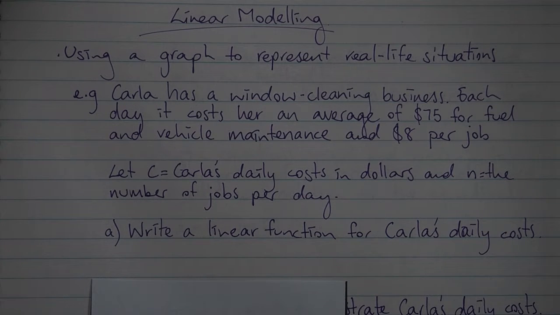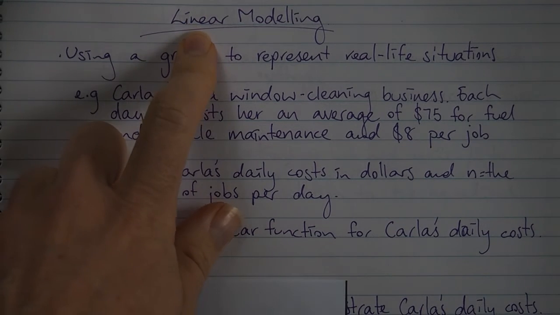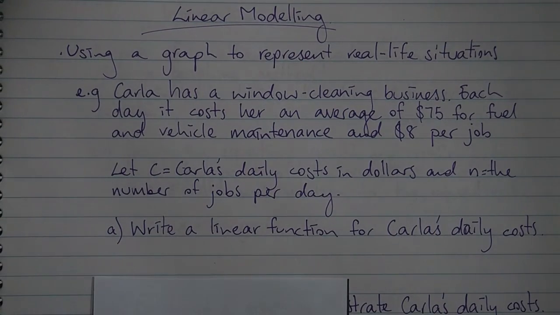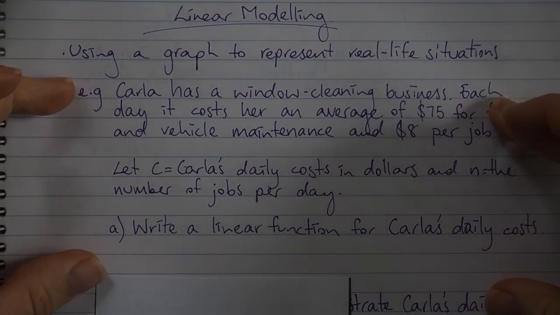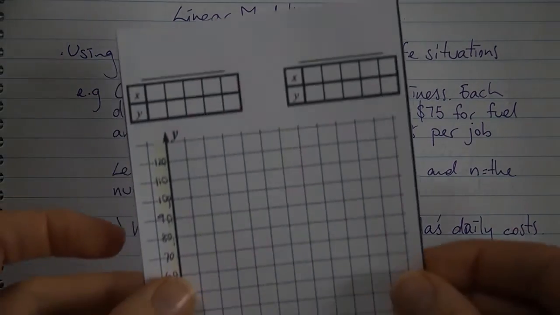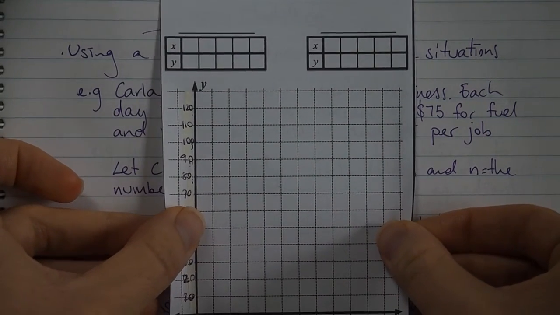Okay, so today I want to take you through linear modeling. Linear modeling is a term that we use when we're using a graph to represent real life situations. Linear obviously means straight line, and modeling means we're representing something. It is just a matter of taking a worded problem, finding the important information in that and converting it into a graphed equation.